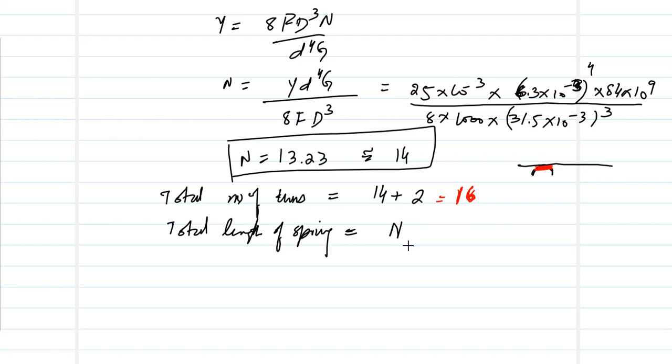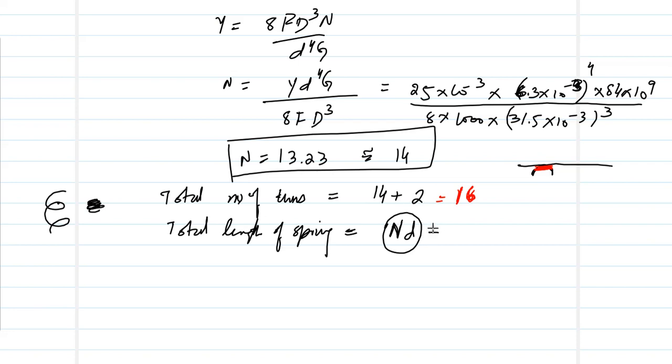Okay, number of turns times wire diameter. Clear? Number of turns times wire diameter equals the solid length of the spring, which means if a spring is like this, and the coils clash together such that there is no space between them, that will equal the number of turns times the diameter of the wire. So one wire has one diameter.